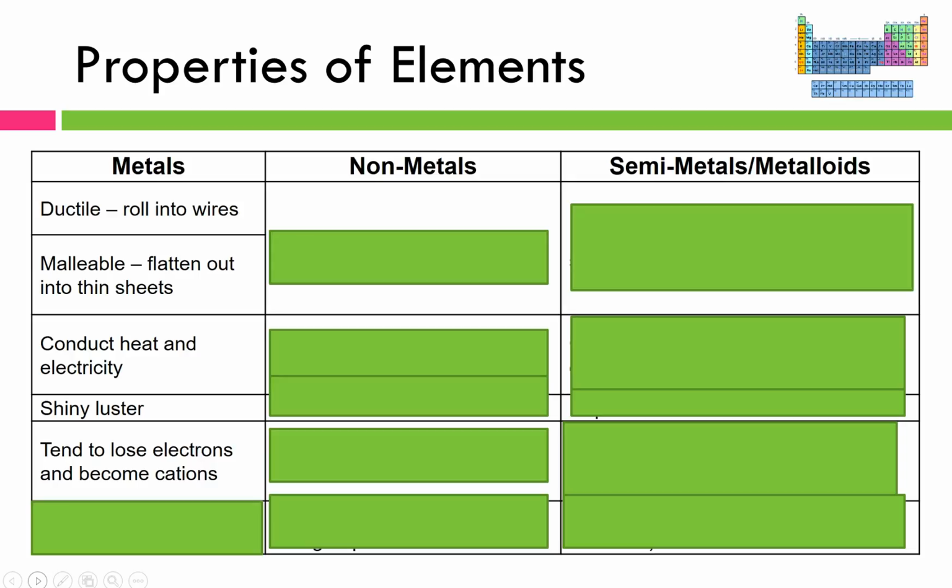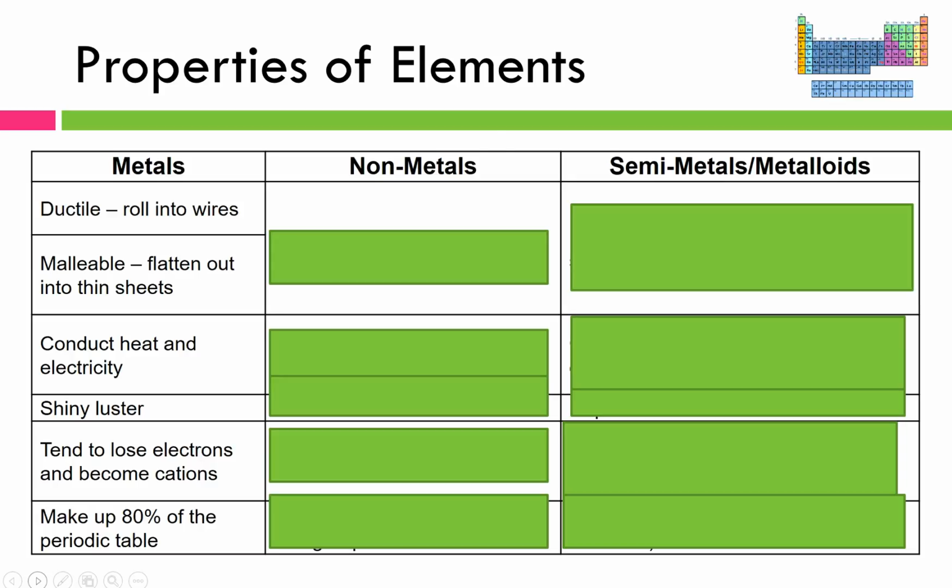Our metals are going to lose electrons and become cations when they react, especially when they react with non-metallic elements. And as we showed you in that last slide, metals make up the vast majority of the periodic table, roughly 80%.